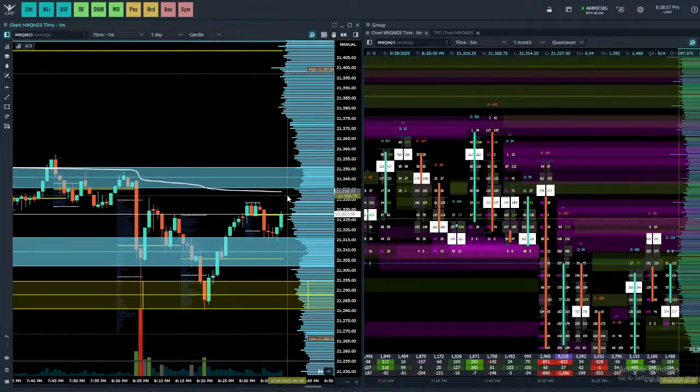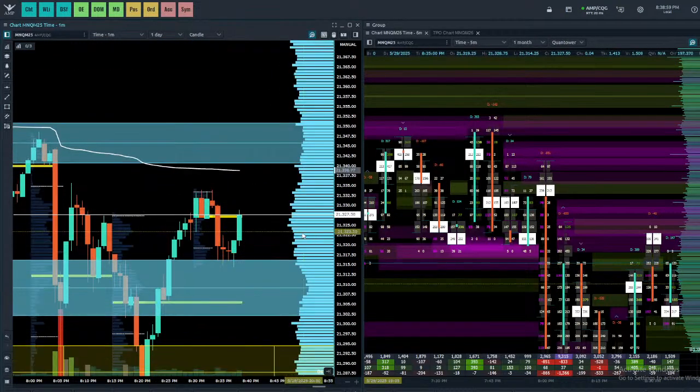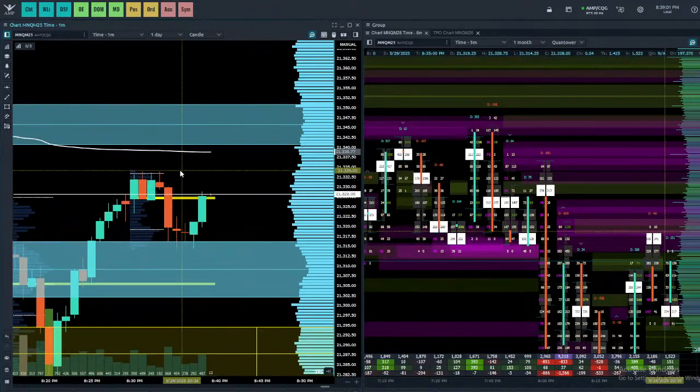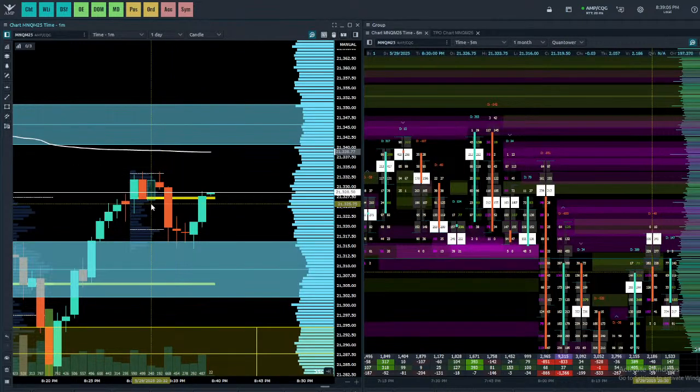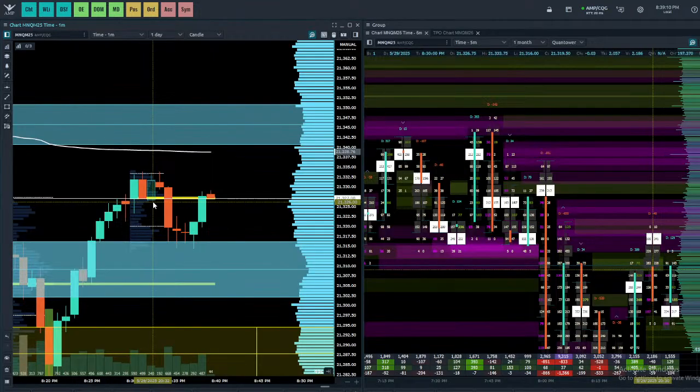Oh, here it is right here. This is the move right here. Okay, matching higher highs, higher lows. We sweep higher highs, higher lows. Looks like we're sweeping.